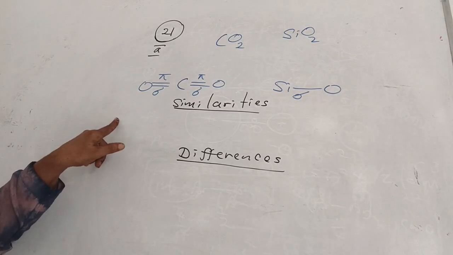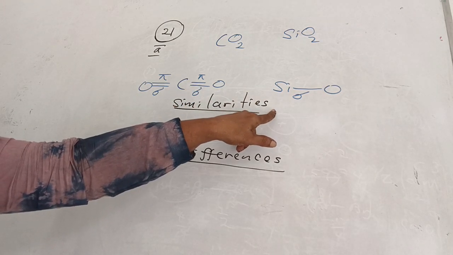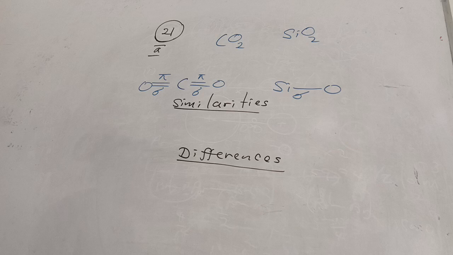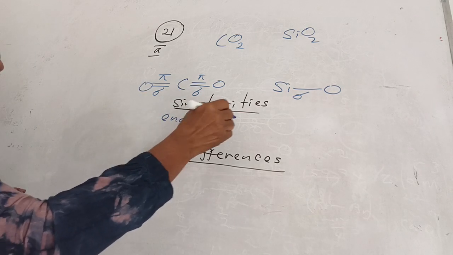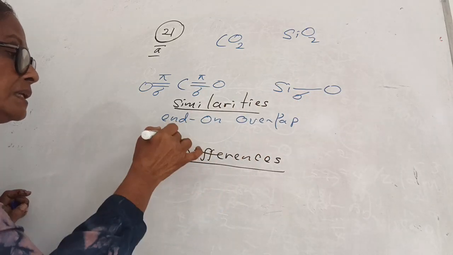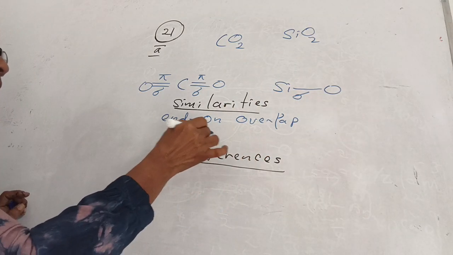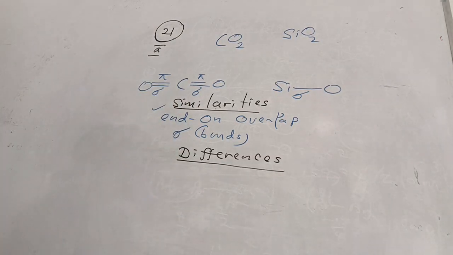In both of these, the similarity is that they both contain a sigma bond formed by overlapping p orbitals in an end-on overlap. We call it end-on overlap here. That's the similarity: end-on overlap of p orbitals creating sigma bonds is present in both of them.